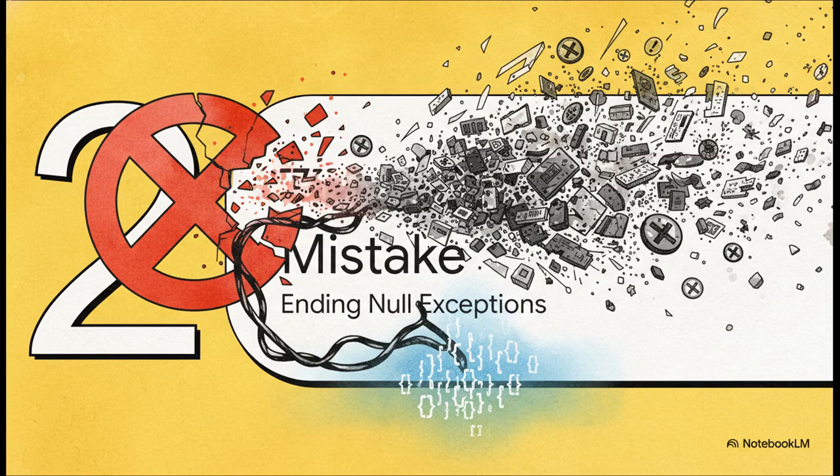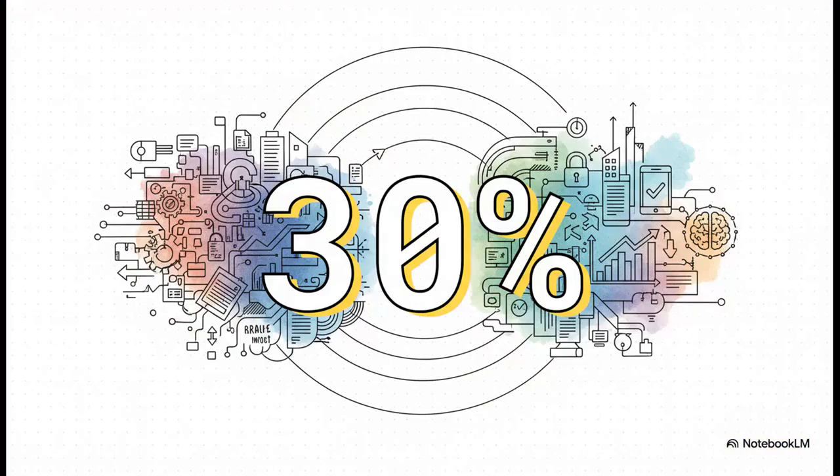And trust me, this one is an absolute monster. It's been called the billion-dollar mistake for a reason. It's behind countless app crashes. I am talking, of course, about the dreaded null pointer exception. So take a look at this number. Just 30%. What do you think that represents?